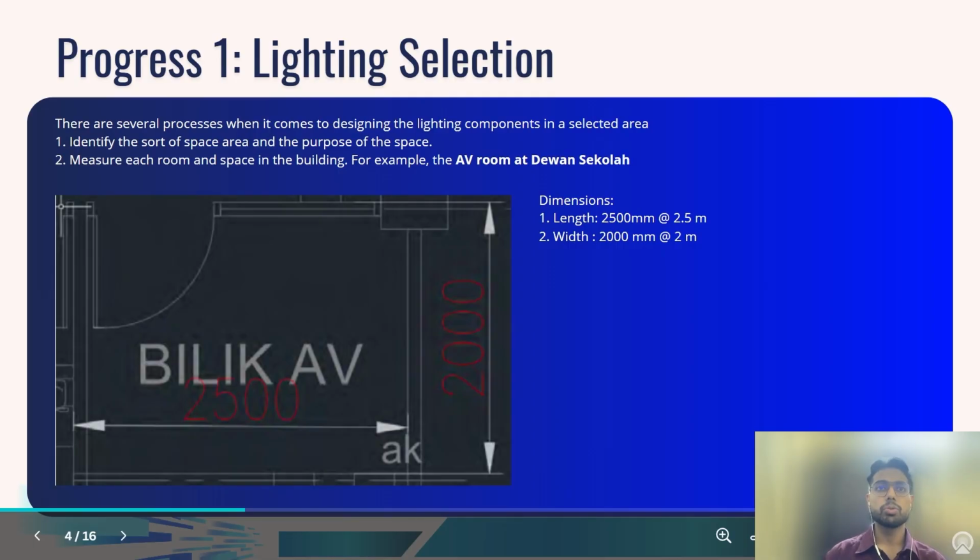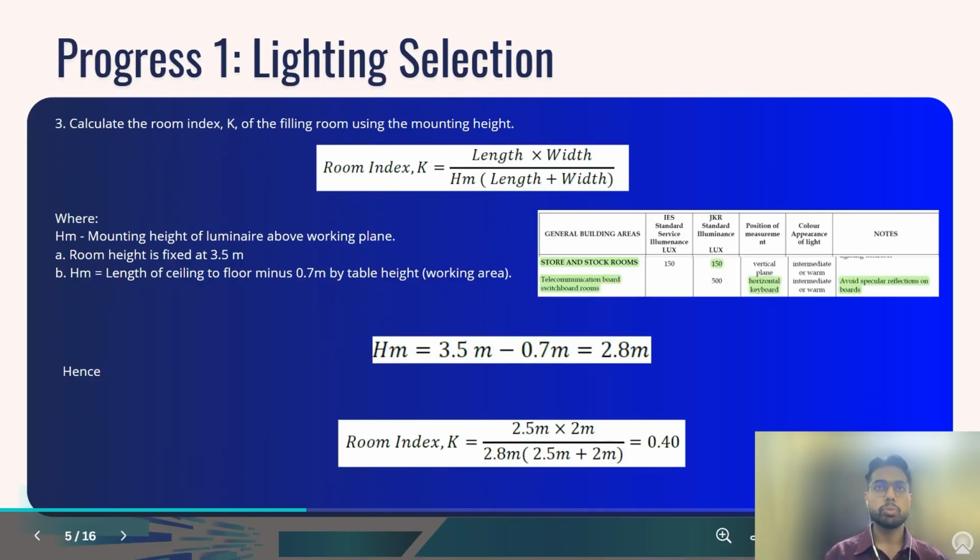Why do we need to change it to meters? So that it's easier for us to determine the number of lights required, the number of luminaires required. So we'll further proceed. We will calculate the room index of the room using the mounting height. Room index is equal to length times width divided by mounting height times length plus width, where the mounting height is the height of the luminaire above the working plane, in this case the AV room. The room height is fixed at 3.5 meters.